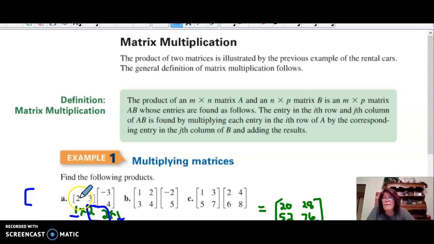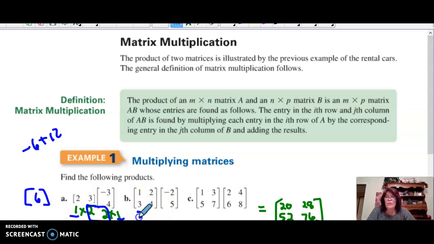So 1 by 2, 2 by 1. Since the columns in this matrix match up with the rows in this matrix, we can do it, and we're going to get a 1 by 1. Okay, and the answer will be 2 times negative 3, which is negative 6, plus 3 times 4, which is 12. So the answer is a 1 by 1, 1 row, 1 column, 6.